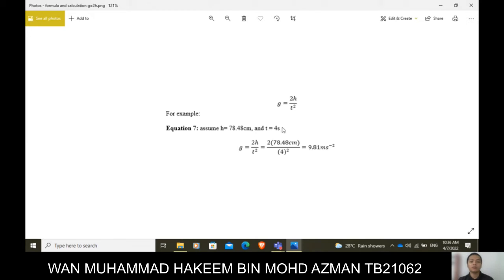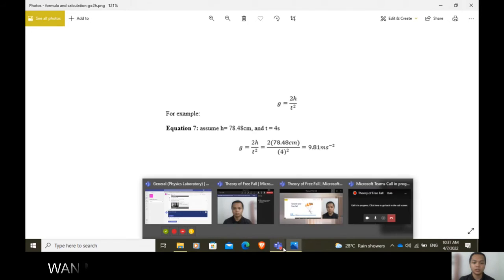So for the experiment, we can use this formula to find the gravity acceleration, where h can be any value, just like 475, and t is equal to what we have observed. We insert into the table in the experiment, and then we insert into the formula, and we get the value of gravity acceleration. So that's all. Thank you.